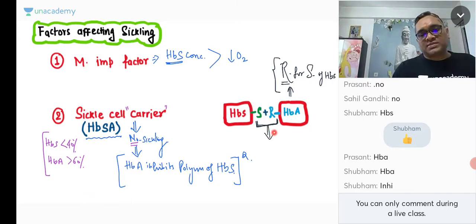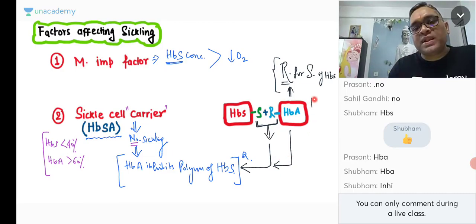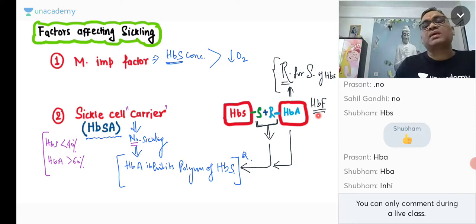So by this mechanism, HbA inhibits the polymerization of HbS. Clear? Same thing you will see in the case of fetal hemoglobin also. Fetal hemoglobin also does the same thing, right? They will inhibit the polymerization.